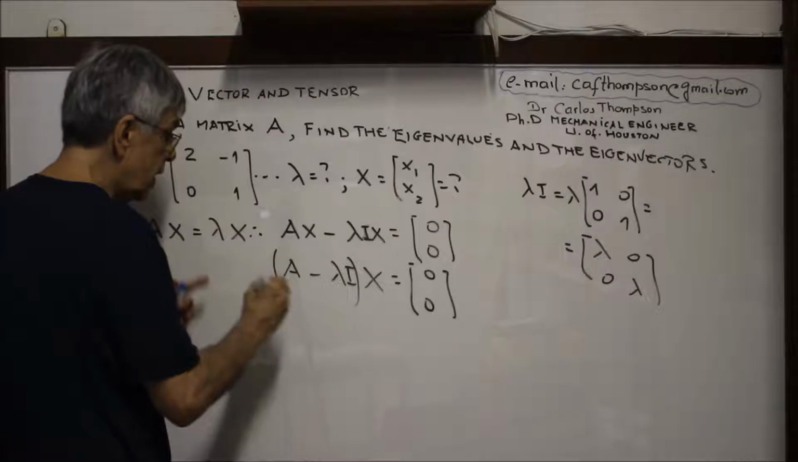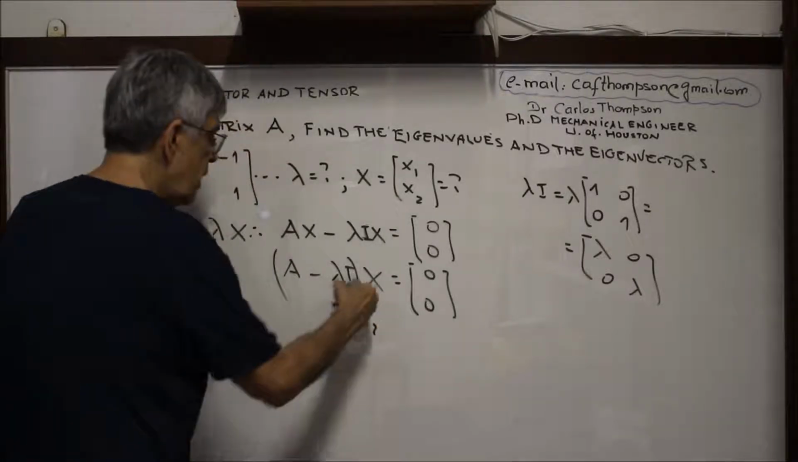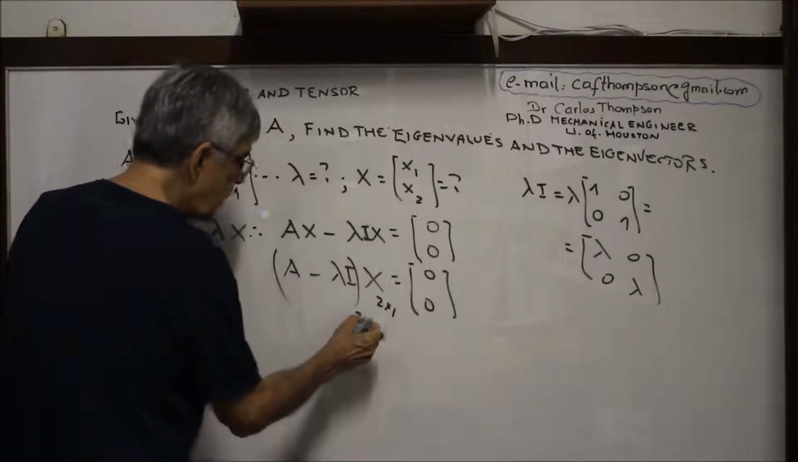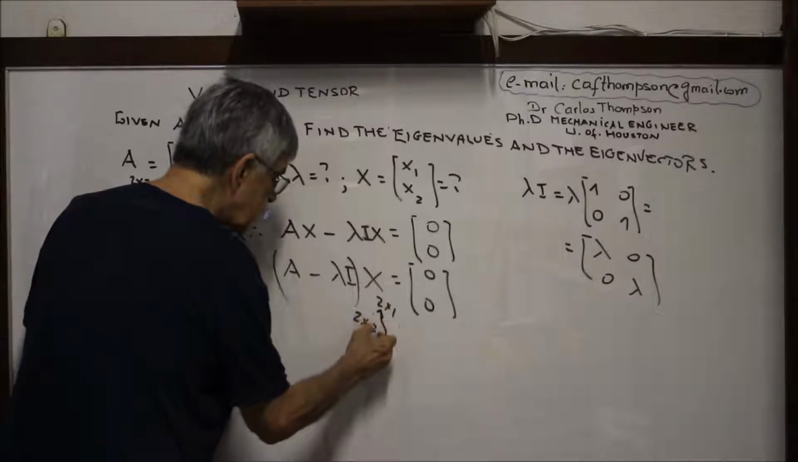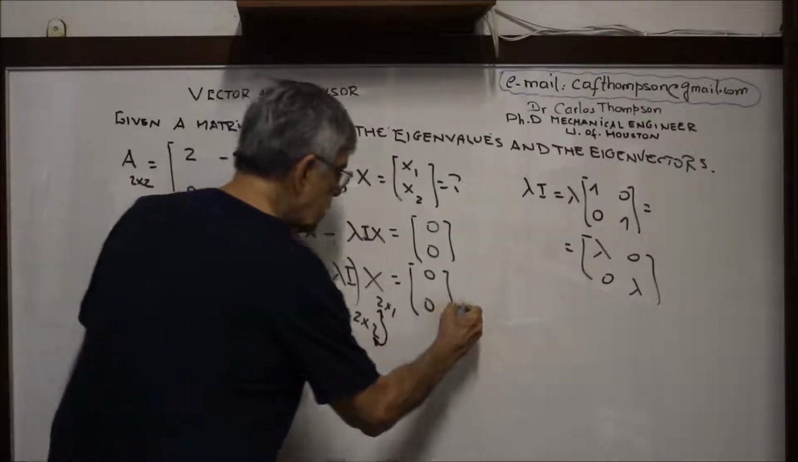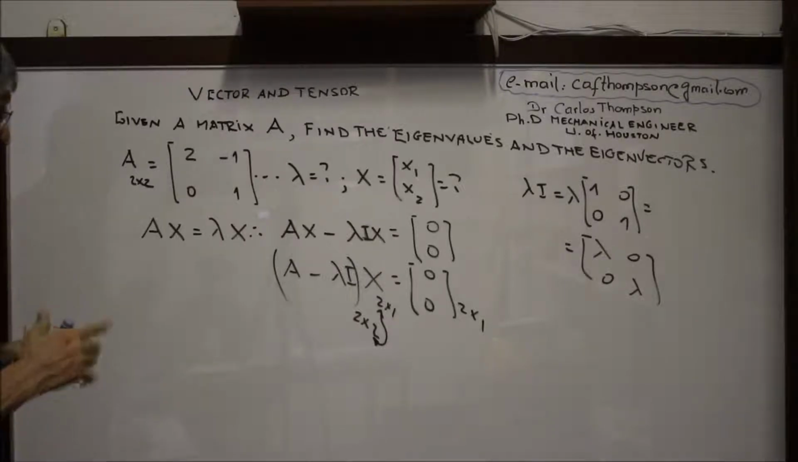Now, A minus lambda I is a 2 by 2 matrix. X is 2 by 1. So 2 by 2, the 2 here must match with this. So the result is 2 by 1. So that's why you have 0 over there.